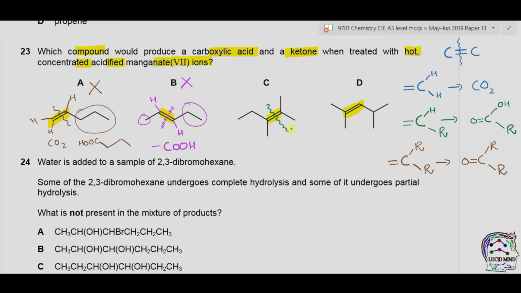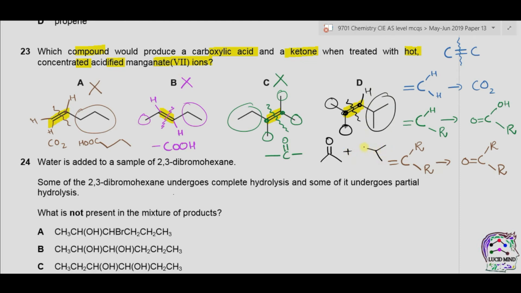Similarly in C we can see that this double bond is broken and we have two alkyl groups with this carbon atom and two alkyl groups are present with this carbon atom. So both these double bonded carbons will convert into ketone. So we have two different ketone products. So C is also incorrect as carboxylic acid is not produced. Now in D we can see that this double bond is broken and this carbon consists of two alkyl groups. So it will form ketone. And this second carbon, it consists of one hydrogen atom and one alkyl group, so it will form carboxylic acid. As both carboxylic acid and ketone are formed, therefore D is correct.